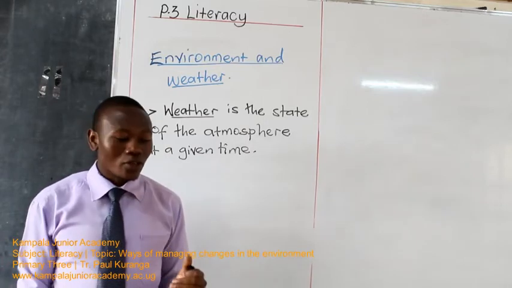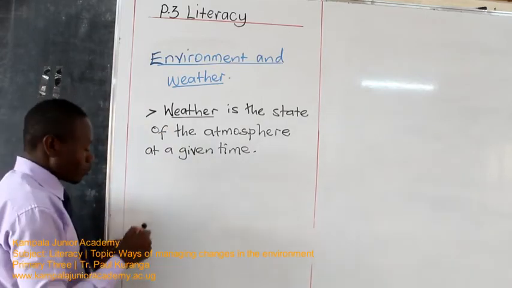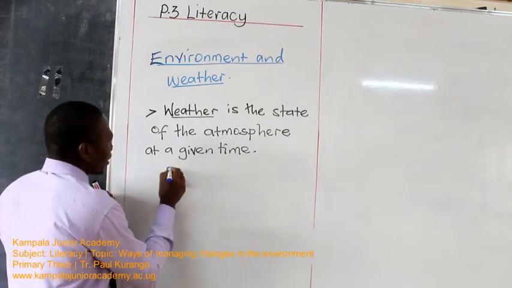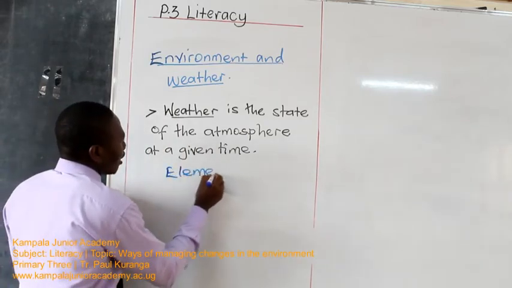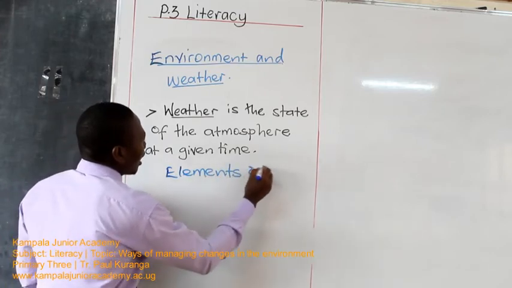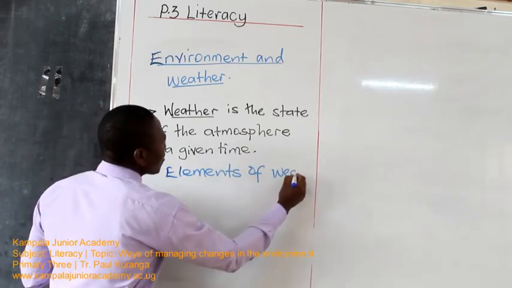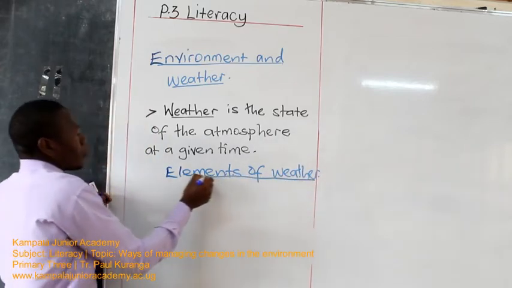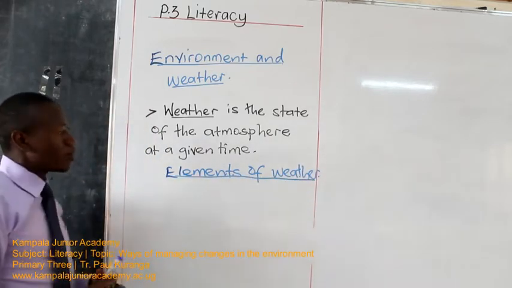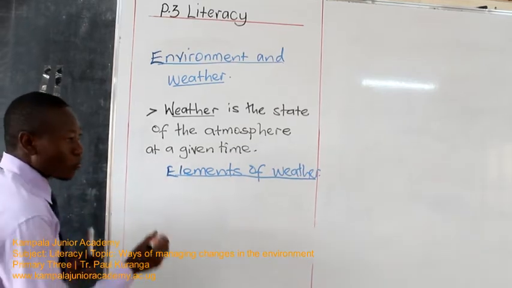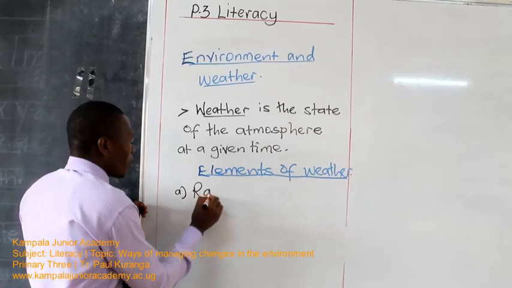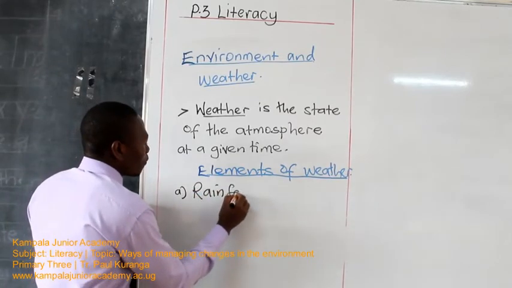You get it? So now, this weather here is made up of what we term as elements. There are very many elements that make up weather. So what are these elements of weather? Weather is made up of very many elements. And one of the elements on my list is rainfall.